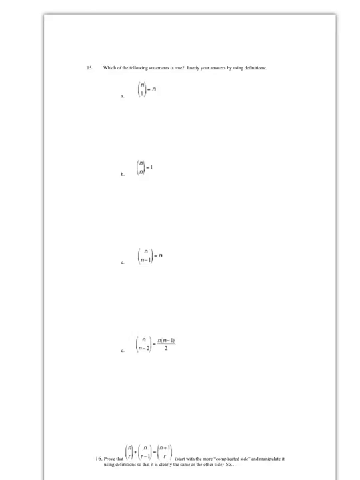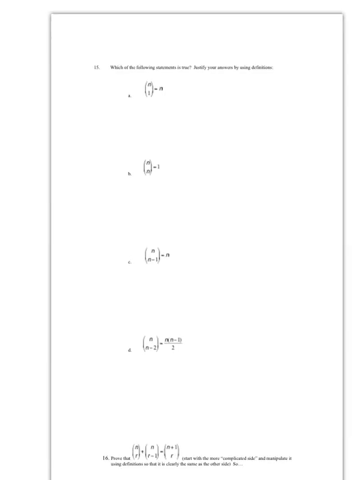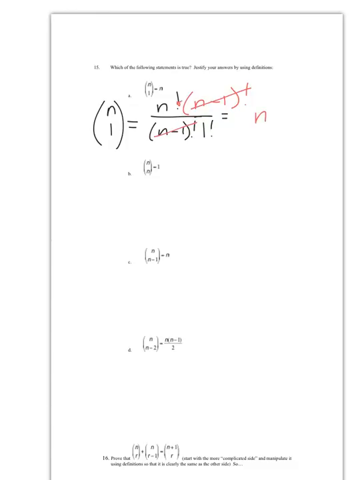For question 15a, n choose 1, we're going to rewrite that as n factorial over n minus 1 factorial, 1 factorial. And we know that n factorial can be rewritten as n times n minus 1 factorial. So the n minus 1 factorials cancel, and we're just left with n over 1 factorial, which is, in fact, equal to n.